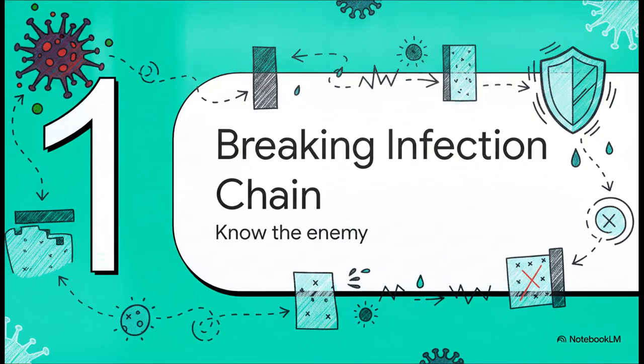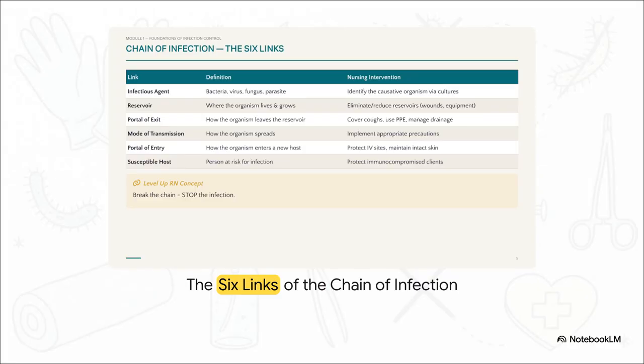Section 1. Breaking the infection chain. Because before we can properly defend a patient, we really have to understand our microscopic enemy's attack plan. Think of this as the life cycle of a microscopic threat. It's the chain of infection. It starts right at the source with the infectious agent, the bacteria, virus, or fungus itself, and moves step by step all the way down to a susceptible host.